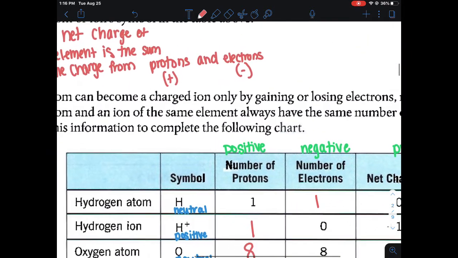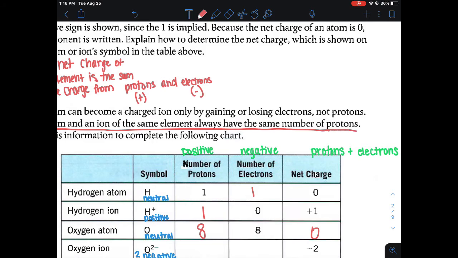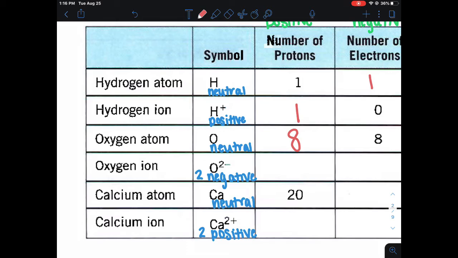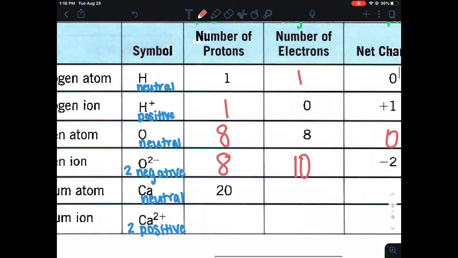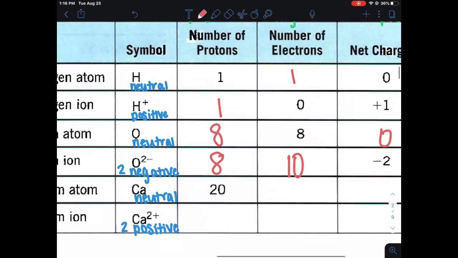Remember, up in the directions, an atom and an ion of the same element always have the same number of protons. Okay, so when we do this oxygen atom, oxygen ion, they always have the same number of protons. So that means that it's an 8 here because it's going to be the same. That's what they told us. Now, since it's negative 2, I need to have 2 more electrons than protons, which is 10. Because if I add 8 plus negative 10, I'll get negative 2.